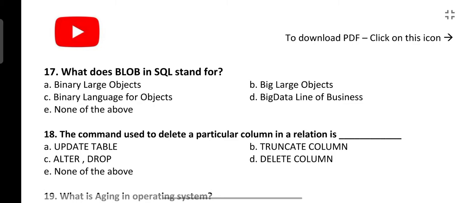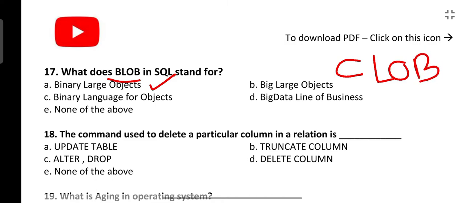Next is, what does BLOB in SQL stand for? So BLOB is binary large object. So that option is the correct answer. There are two things, one is BLOB and one is CLOB. BLOB is binary large object and CLOB is character large object.